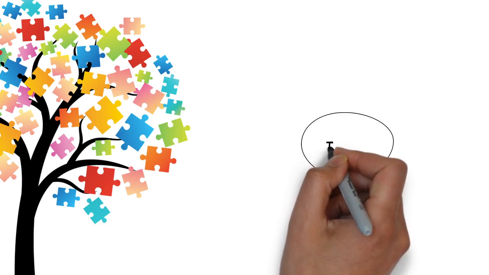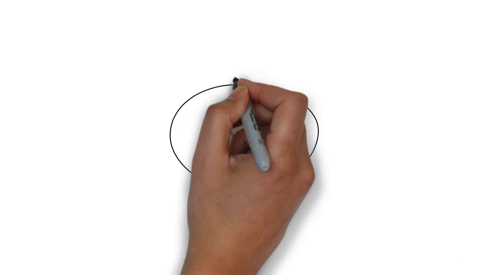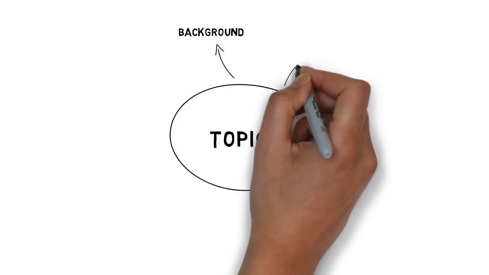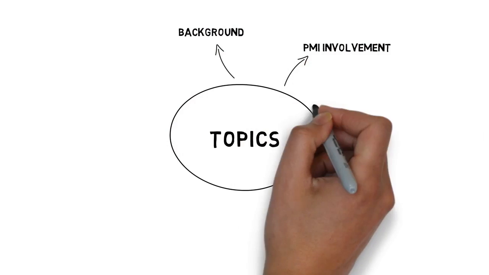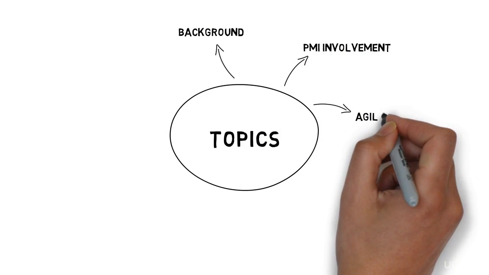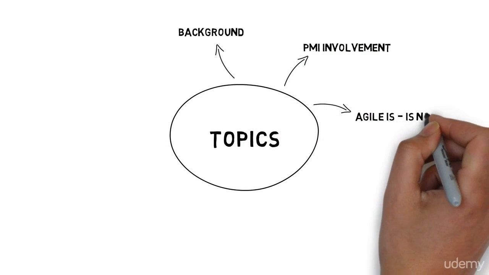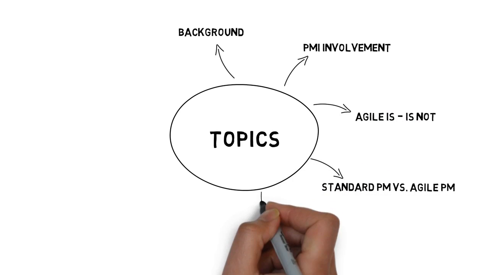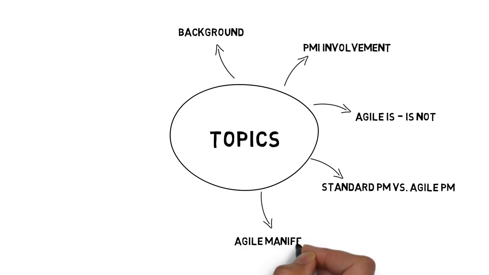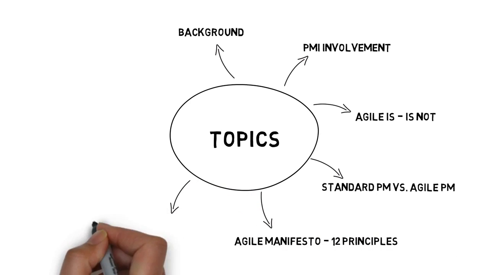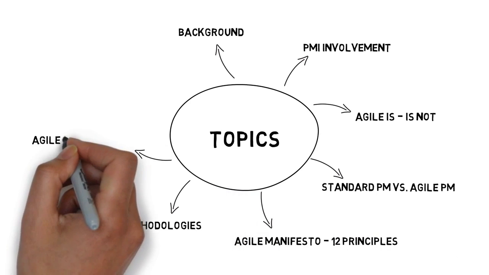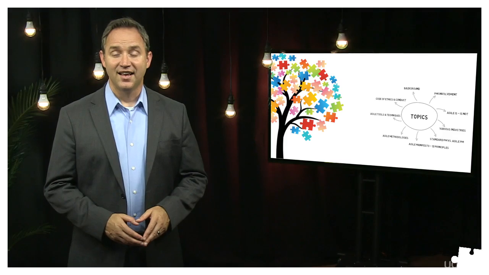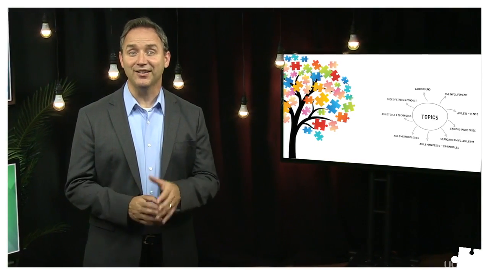Beyond the 7 domains, we will also present these other topics, such as the background and emergence of Agile project management, the involvement of the Project Management Institute, a general overview of what Agile project management is and is not, as well as its application in various industries, a comparison between traditional project management and Agile project management, the Agile Manifesto and its 12 principles, the common Agile methodologies, the common Agile tools and techniques, and PMI's professional code of ethics and professional conduct.